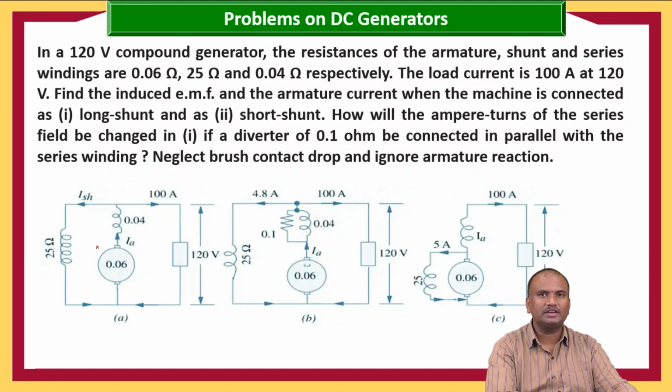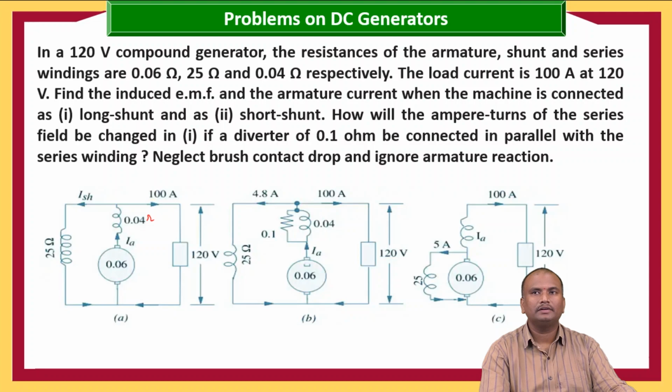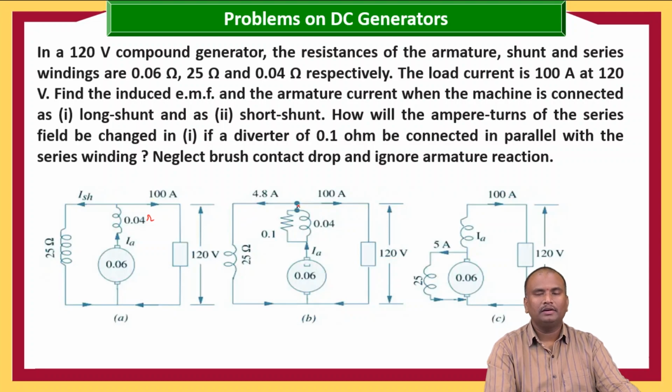Here this is the circuit which is given, such that armature resistance is 0.06 ohms, series field resistance is 0.04 ohms and shunt field resistance is given as 25 ohms. And now we need to calculate the induced EMF and armature current with this data. And then when it is diverted with a small resistance of 0.1 ohm, what will be the ampere turns of the series field? We need to check.